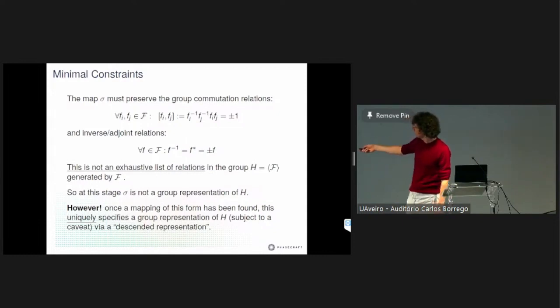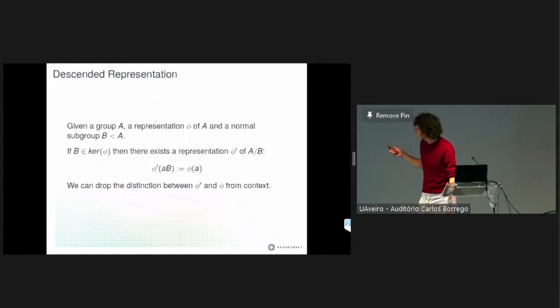But it's important to note that this is not an exhaustive list of relations. This group has other properties. There are product relations between these Majoranas, and these product relations aren't manifest in these conditions. At this stage we don't have a group representation of H, but the claim is that once we specify something that satisfies these conditions, then this uniquely specifies a group representation of H, subject to some caveat which I'll get into, via descended representations. So what are descended representations? Descended representations are these.